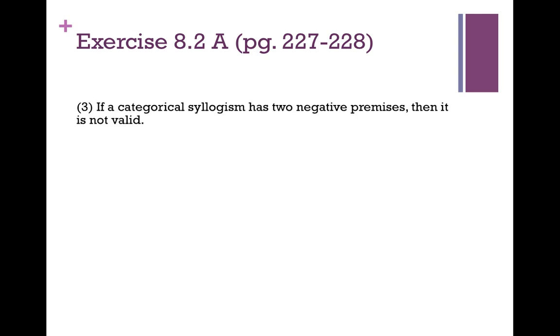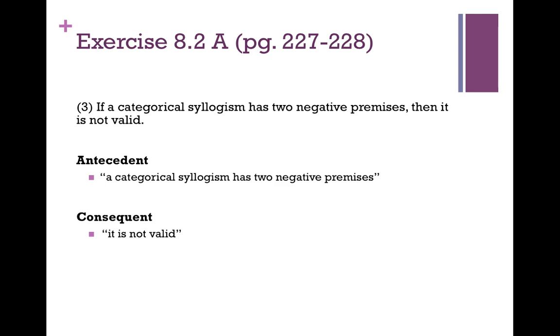Number 3, if a categorical syllogism has two negative premises, then it is not valid. And this one, the antecedent is a categorical syllogism has two negative premises. The consequent is it is not valid. And this is already in standard form, so you didn't have to change anything.